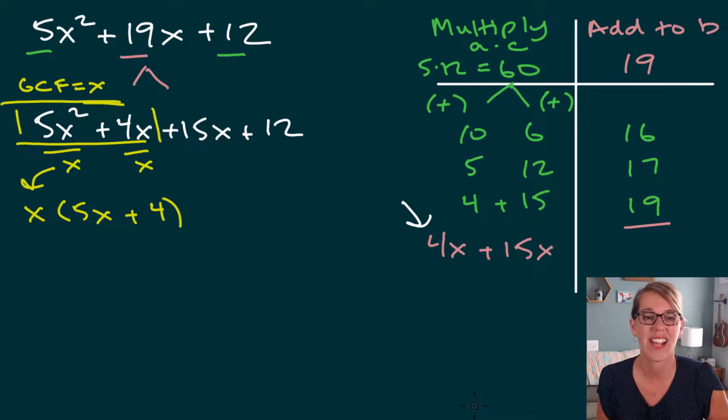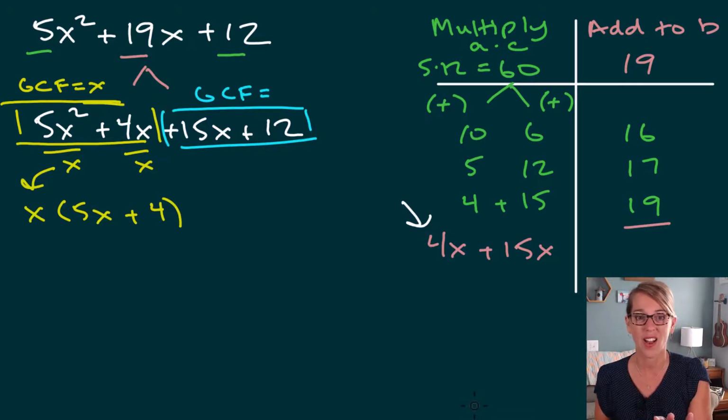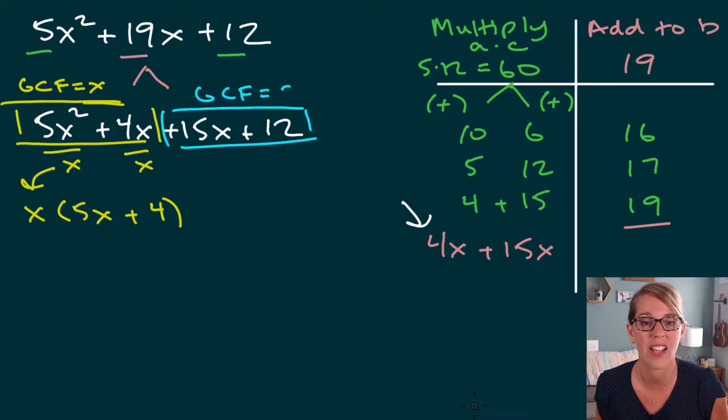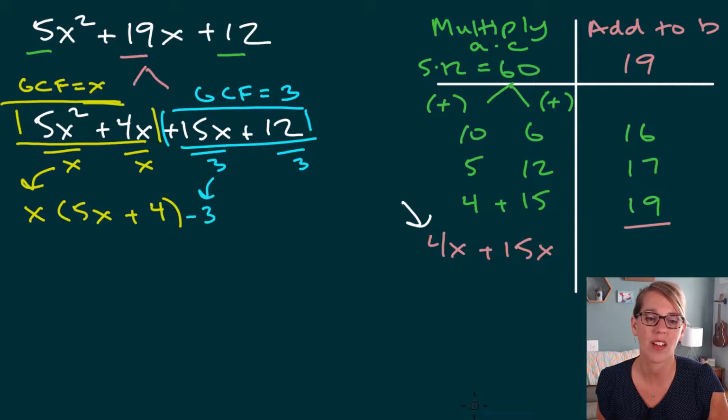Now let's do the next group. So the next group is a 15x and a 12. I'm looking for a GCF there. No x's in common, but 15 and 12 are both divisible by 3. So my GCF here is going to be a 3. I'm going to divide both of these by a 3. And instead of just writing a 3 out in front, I'm going to write a plus 3 so it holds its place in the polynomial. So make sure you put that sign there as well.